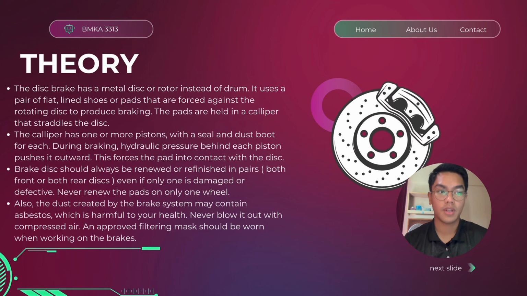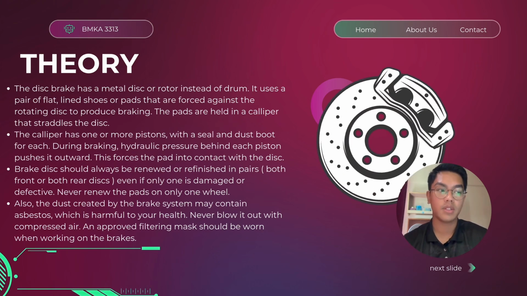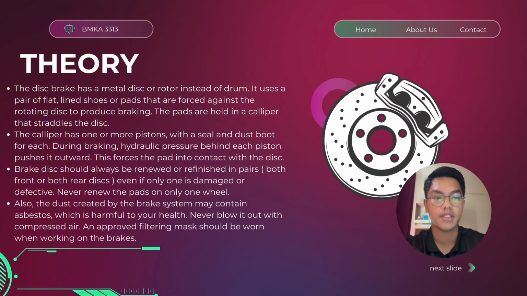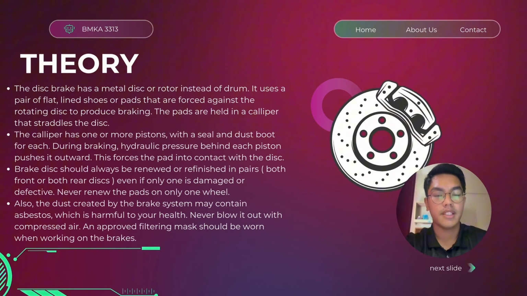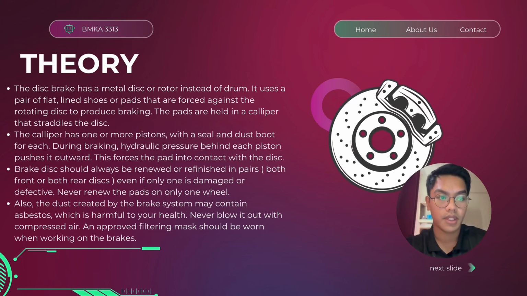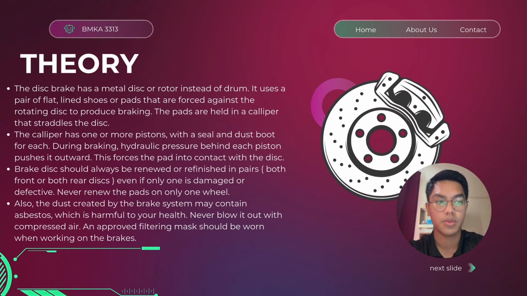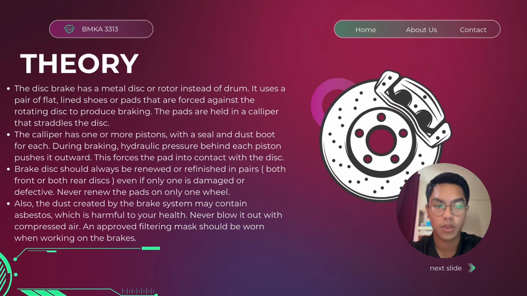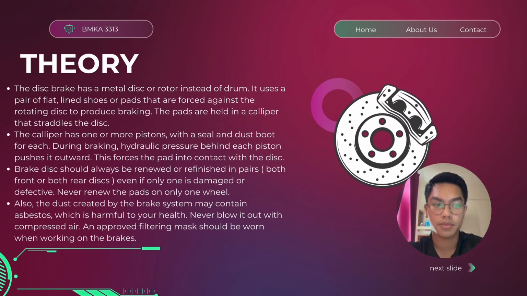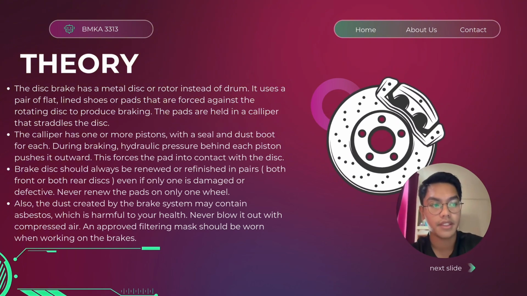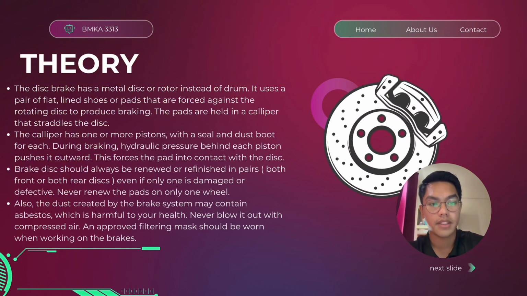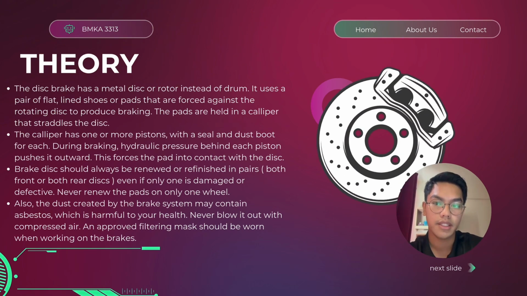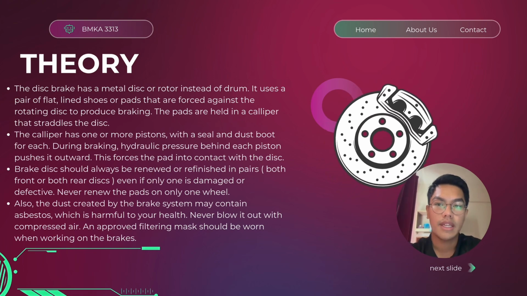So today I will introduce you to the fundamental working of disc brakes, crucial components in modern vehicle braking systems. Disc brakes are designed with a metal disc, commonly referred to as a rotor, which rotates along with the vehicle wheels. Unlike drum brakes, disc brakes use a pair of flat friction-lined pads that are pressed against the rotating disc to create the necessary braking force.